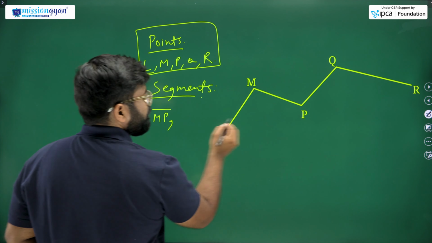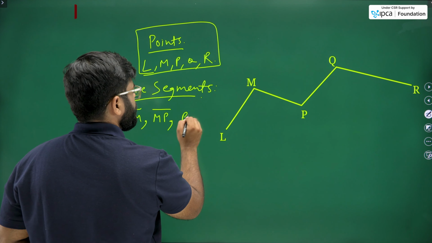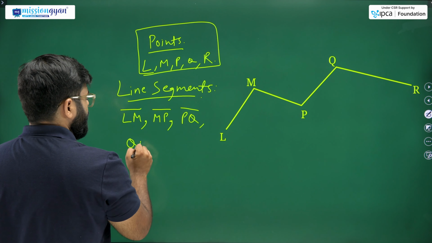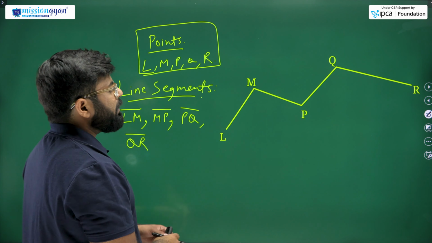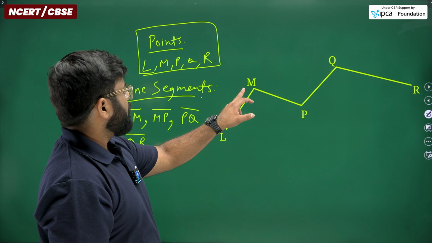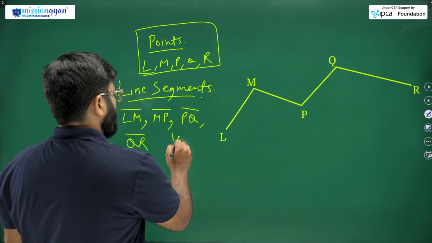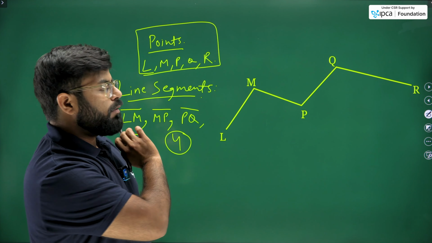We do have line segment MP. We do have line segment PQ. Another line segment is QR. Is that clear? So how many line segments do we have? We have LM, MP, PQ and QR. So basically we have 4 line segments in the following figure.